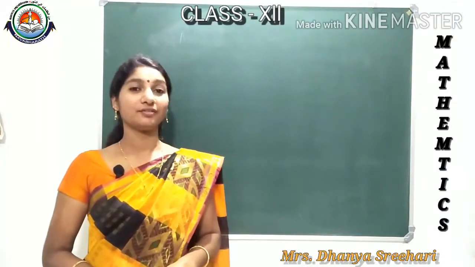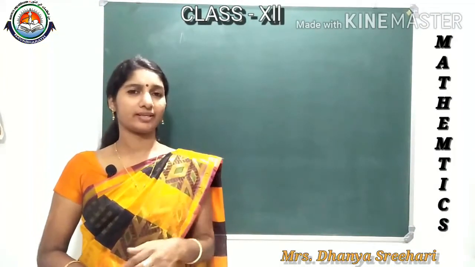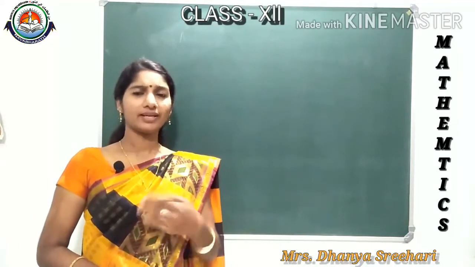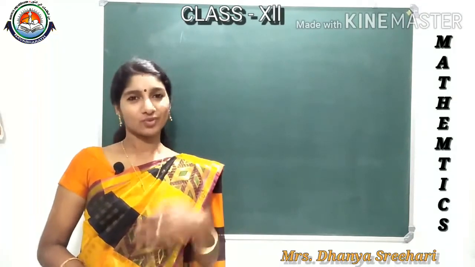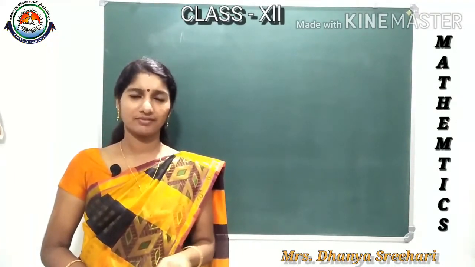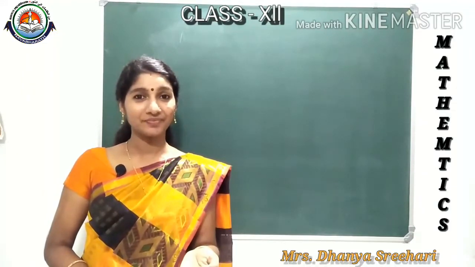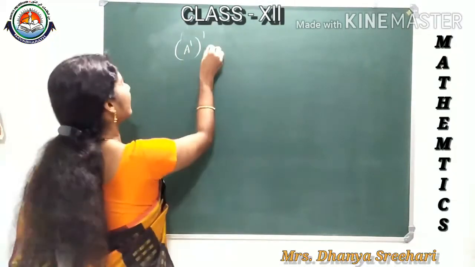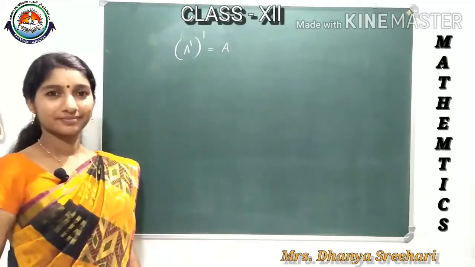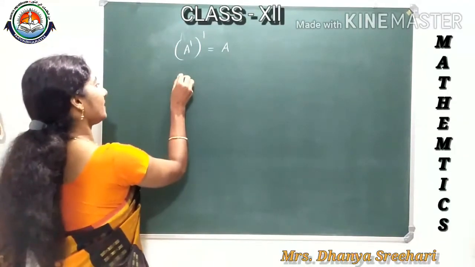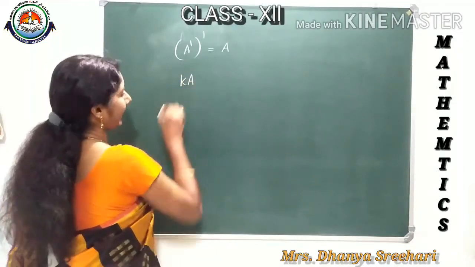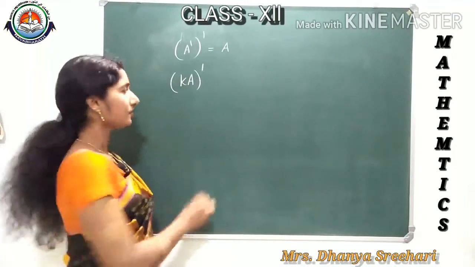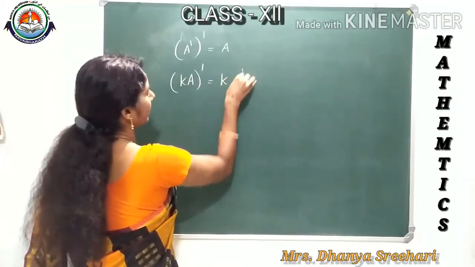Next is properties of transpose of a matrix. Suppose we are taking one matrix, its transpose, means we found A transpose. What will we get if we take transpose again? Means once we took transpose, again we are taking transpose. What will we get? We will get the same matrix. That means A transpose, again taking transpose, we will get the first matrix itself, matrix A. Clear? Then, if you are taking kA, means one scalar into one matrix, its transpose will be the same as k into A transpose.